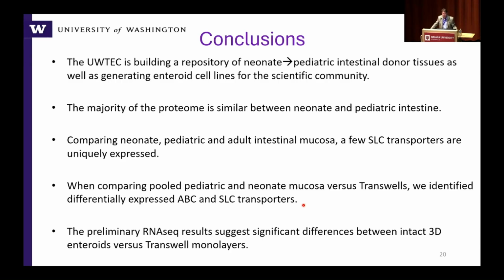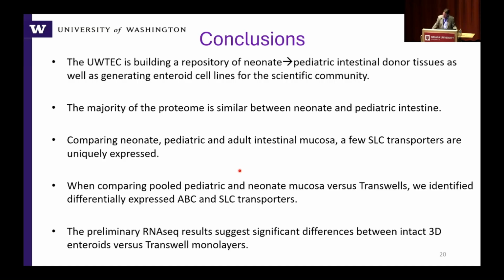When we compared pooled pediatric and neonatal mucosa versus Transwells, we identified differentially expressed ABC and SLC transporters, suggesting that there is definitely a difference between the mucosa and a Transwell. Is that really due to degradation that occurs in the mucosa from the time from harvest to delivery, versus when we recover and differentiate them in the in vitro model? Finally, the preliminary RNA-seq results suggest significant differences between intact 3D enteroids versus Transwell monolayers. From a transporter perspective, the differences we see are dramatic and suggest we should not be doing 3D enteroids. If you want to look at transporters, you definitely want to be doing Transwells, not intact 3D cultures.